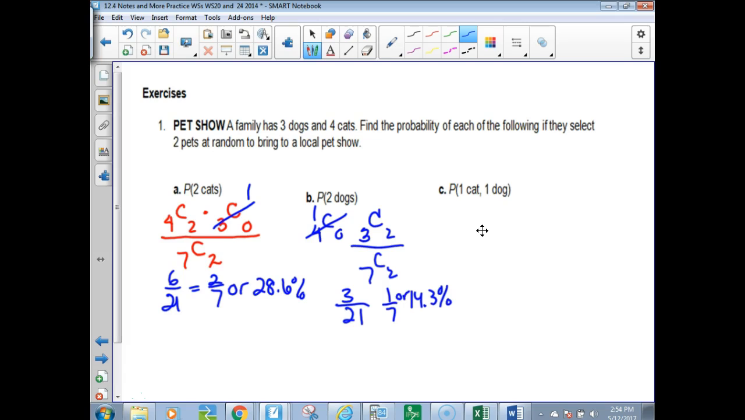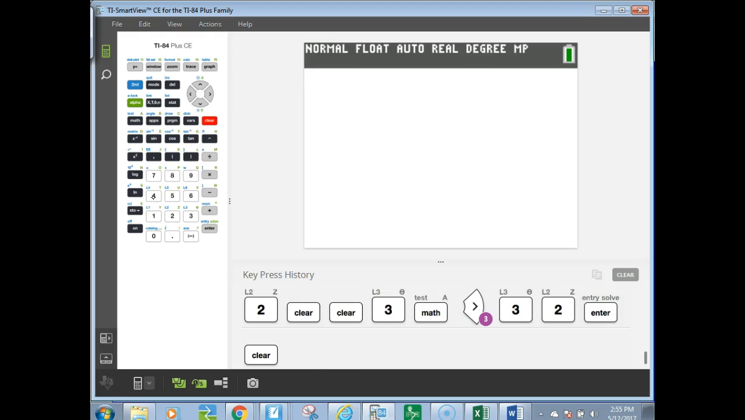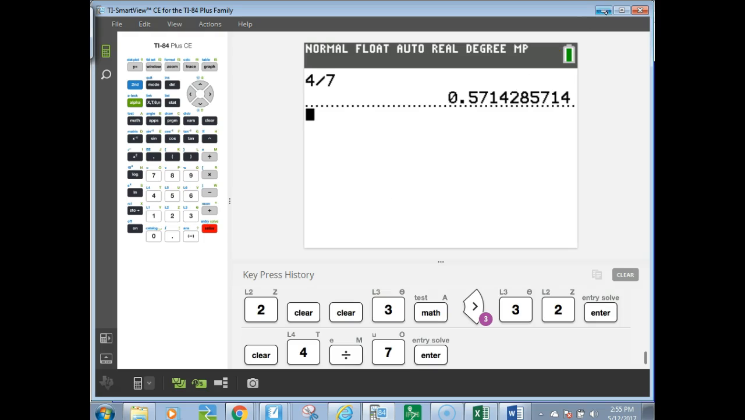All right, and probability of taking 1 cat and 1 dog, we got 4C1 times 3C1. Now, I might want to point out to you that we already know 7C2 is 21. When you have any combination and you're taking just one of them, it's actually that number. So this is equal to 4 times 3, which is 12. Reducing that would give us 4 over 7. And if we wanted the decimal form, 4 divided by 7 is about 57.1%.